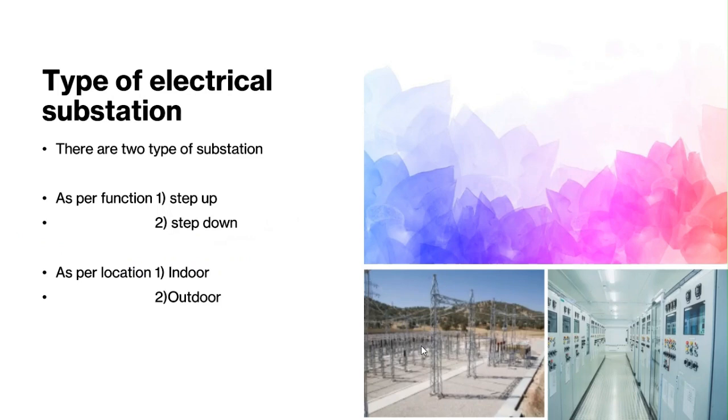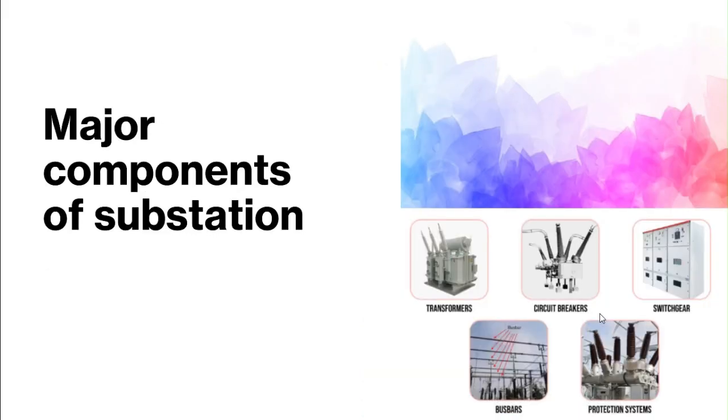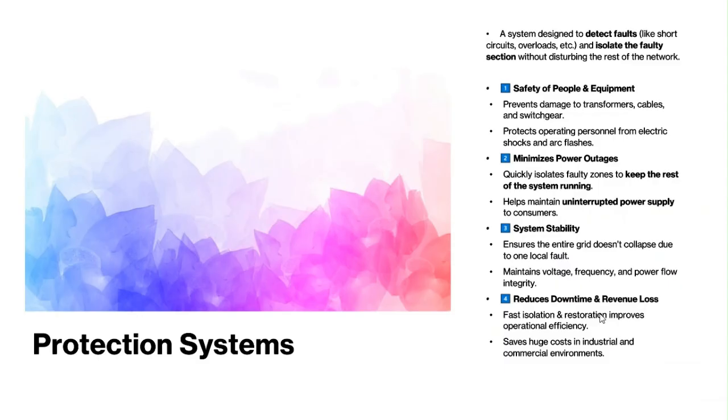There are two types of substations. One is step up, step down, or another is indoor and outdoor. Here, this is an outdoor substation, and this one is an indoor substation. Major components in a substation are transformer, circuit breaker, switchgear, busbar, and protection system. Out of these, protection system is the most important aspect of any substation.